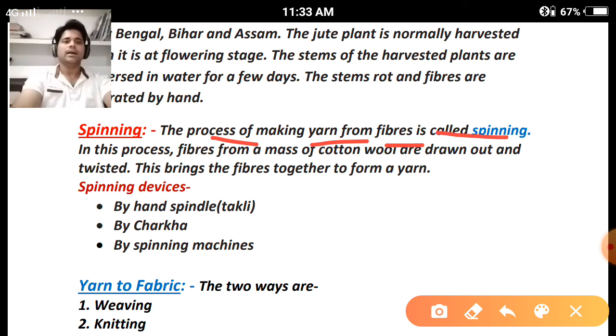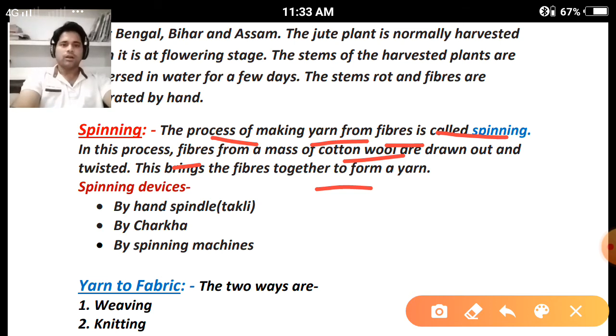To spin the fibers, in this process, fibers from a mass of cotton wool are drawn out and twisted. This brings the fibers together to form a yarn. It means these fibers are combining together to form a yarn. So that's why this process is known as spinning. Clear? The yarn making process is known as spinning. In a simple way, you can learn that making yarn from fibers is called spinning.